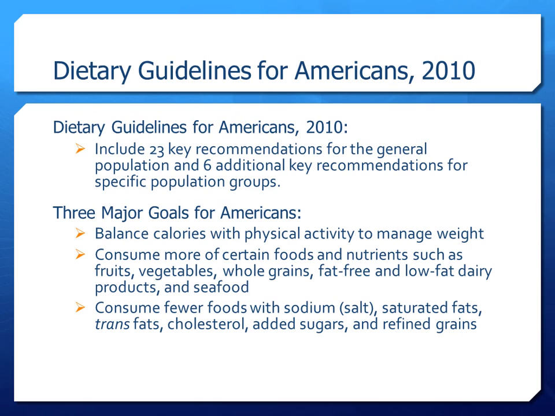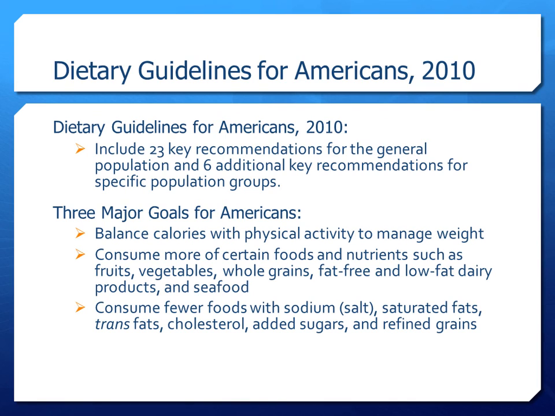Every 5 years, the government comes out with updated dietary guidelines for Americans. The last one was done in 2010 and includes 23 key recommendations for the general population and 6 additional key recommendations for specific population groups, such as pregnant women. The recommendations are intended to help people choose an overall healthy diet.